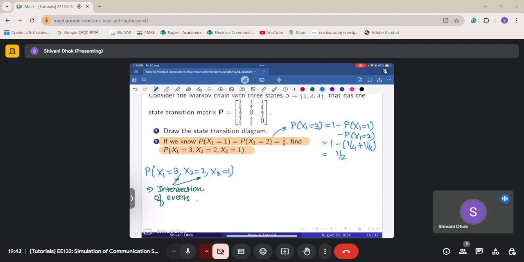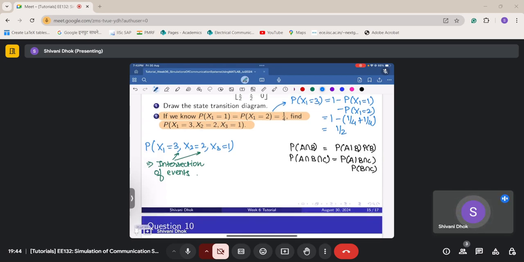Okay, so another thing that we can note here before solving is probability of A intersection B we can write as probability of A given B into probability of B. Similarly, probability of A intersection B intersection C, we can write as probability of A given B intersection C into probability of B intersection C. These things are coming from the definitions of conditional probability. Just look into it once.